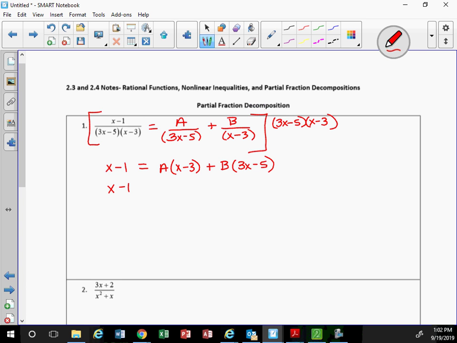Let's keep going. So x minus 1, I'm just going to distribute here. I'm going to say that equals ax minus 3a plus 3bx minus 5b. Yep, we've got x's and a's and b's. That's okay.